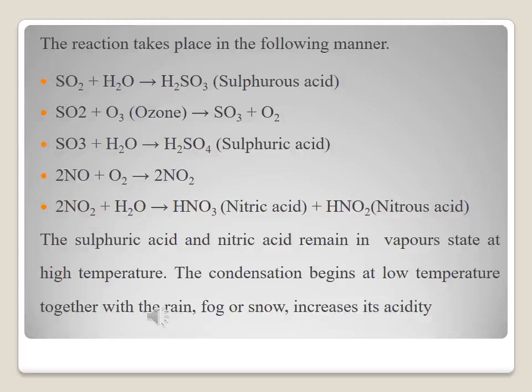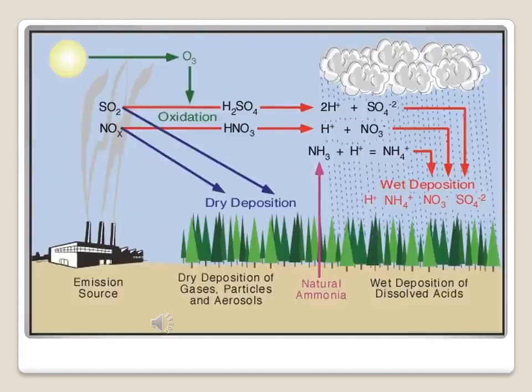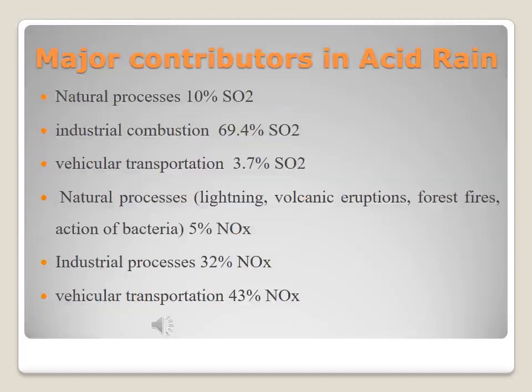The sulfuric acid and nitric acid remain in vapor state at higher temperature. The condensation begins at low temperature together with rain, fog and snow, which increases its acidity. This picture presents the previous discussion efficiently. It shows the well-established chemical reactions which we have already discussed in the previous slide, and the difference between dry deposition and wet deposition.